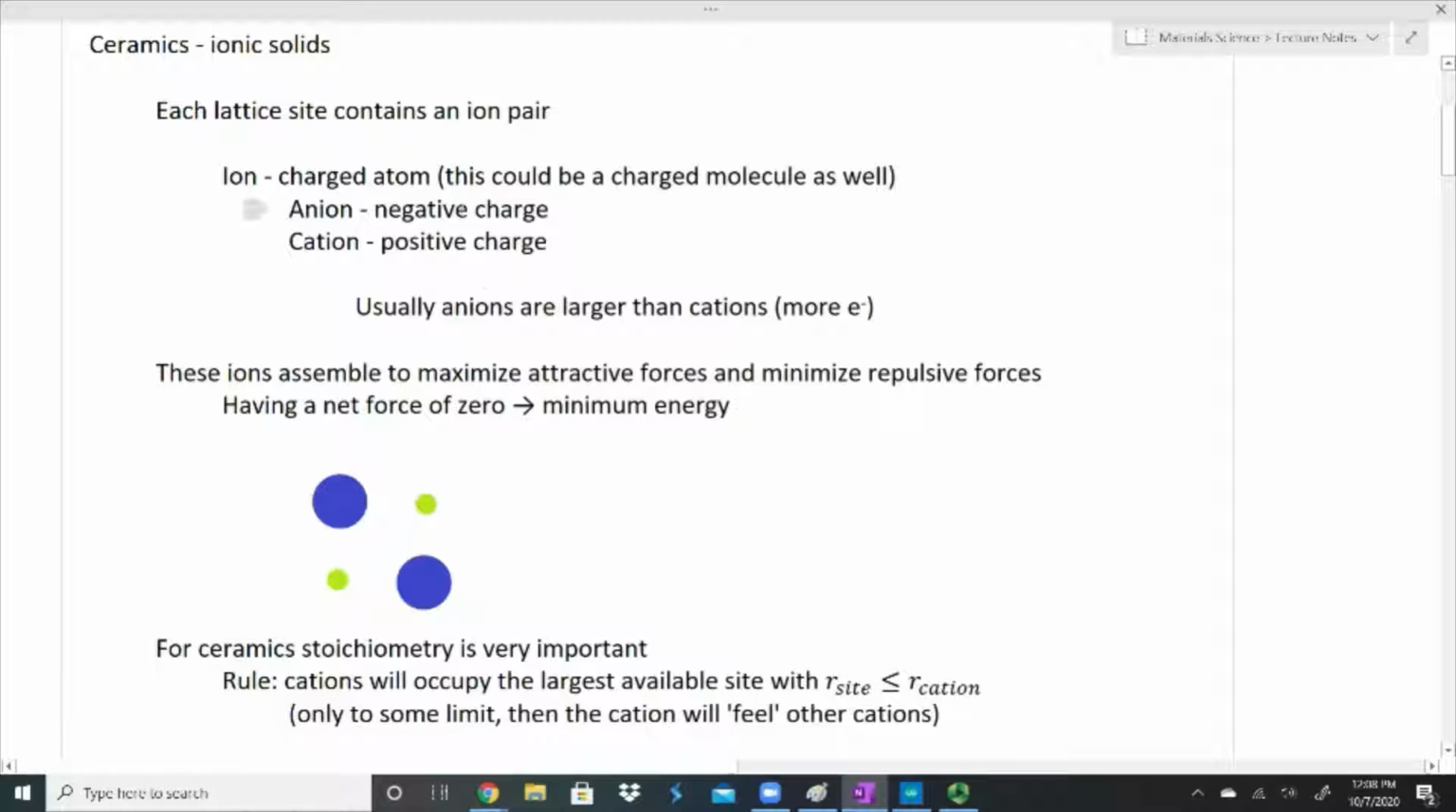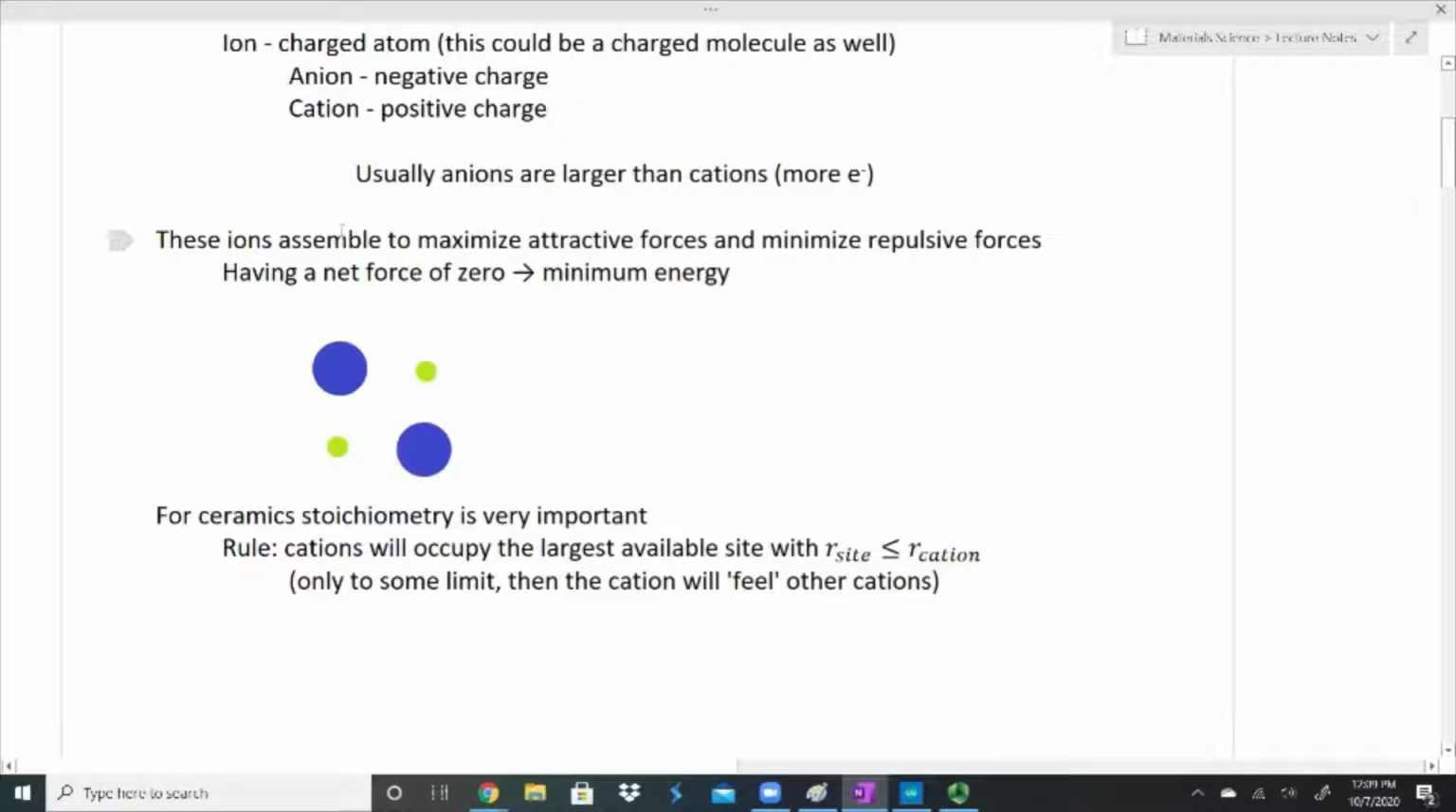All right, so ceramics are also called ionic solids. In this case, for ceramics, each lattice site contains a pair of ions, not just a single atom like a metal would. An ion is a charged atom. We have positively charged and negatively charged, namely anions and cations. And usually anions are larger than the cations, and that's because there are more electrons.